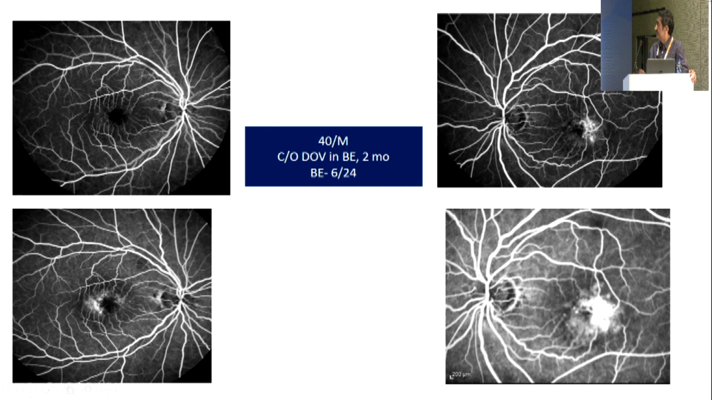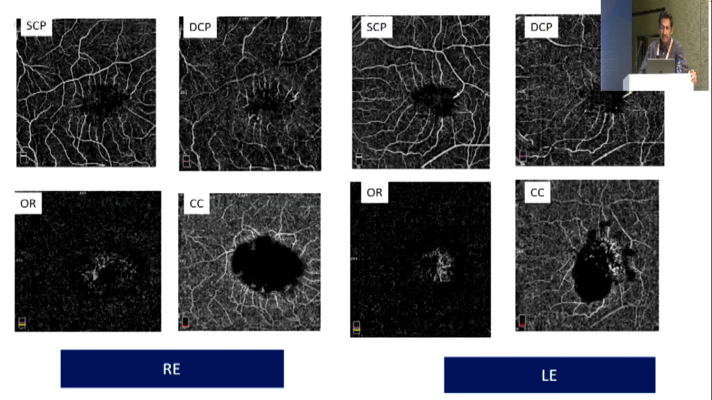So another use is in MacTel. So basically in MacTel, if you do FFA, it shows temporal hyperfluorescence, telangiectatic vessels, and if there is a CNVM, sometimes picking it up becomes difficult because the capillaries themselves are leaking. So you cannot make out whether it's leaking from the CNVM. So this is OCTA. You just see how much information you get through the OCTA.